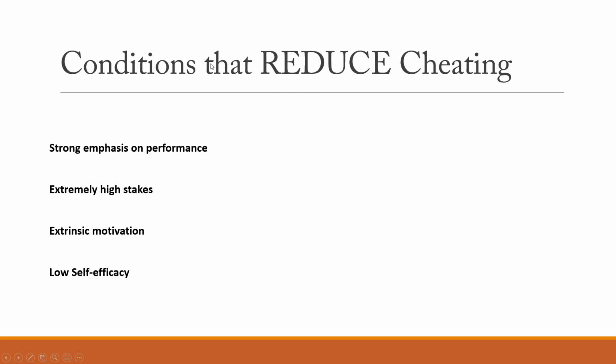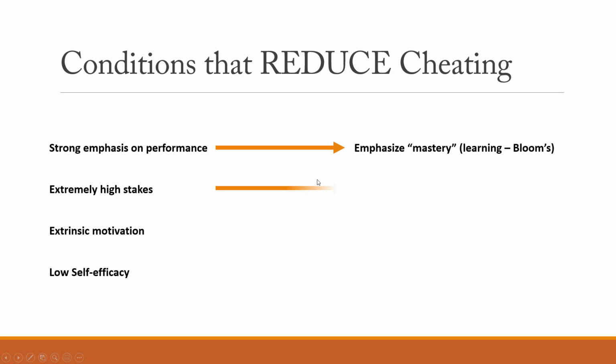Okay, so these are the conditions that increase cheating. By extension, conditions that reduce cheating are putting an emphasis more on mastery, or shifting the focus to actually learning, being able to understand something, being able to improve on that and develop mastery over time and turn around and apply that. Lowering the stakes from very high stakes to lower, more frequent stakes.